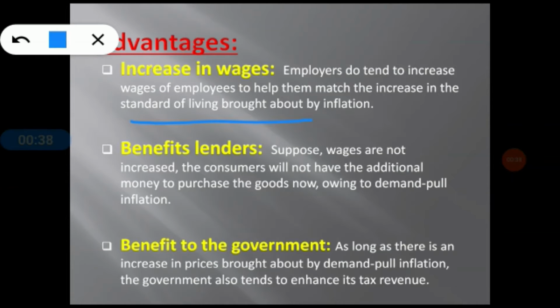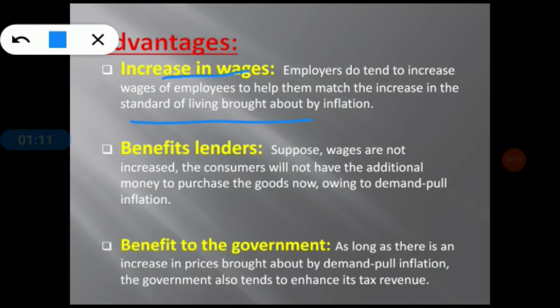If they do not pay more to their staff or employees, it shall not be good for productivity, because it has a big effect on productivity. So that's why companies are increasing their labor cost. They are increasing their wages. So it is obviously good for productivity. That's why it is an advantage of demand pull inflation.